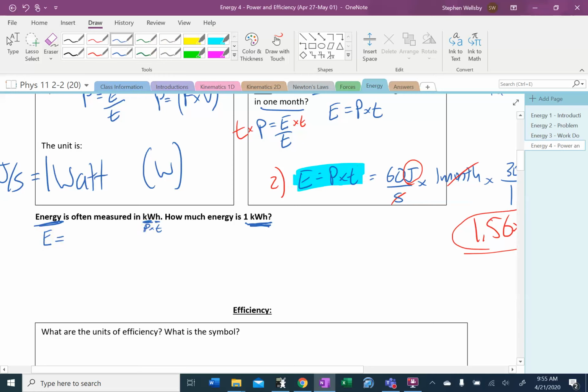So pause the video and try and find for yourself, how many joules are there in 1 kilowatt hour? Because if your power bills had something in joules, it would just be a massive number, and so to reduce that, we use the kilowatt hour. So try and pause the video to calculate what that unit is going to be.